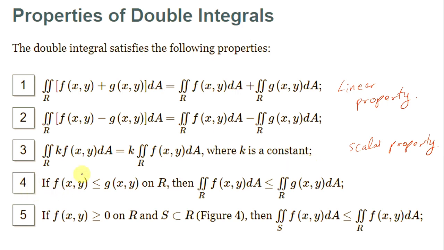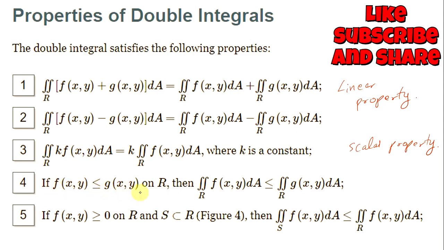The fourth property: if f of x comma y is less than or equal to g of x comma y on R, then the double integral over R of f of x comma y dA is less than or equal to the double integral over R of g of x comma y dA. So this says, students, that if the function f is less than or equal to g, then the integration will also be less than or equal to.